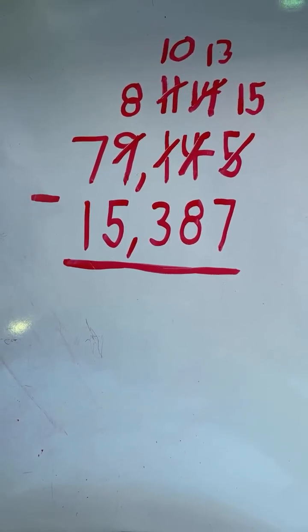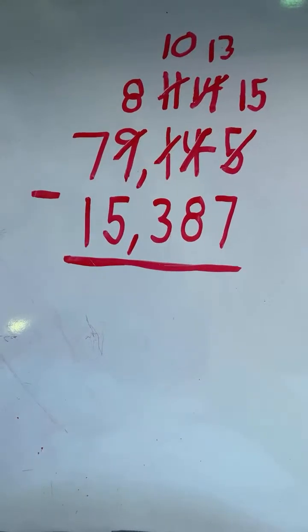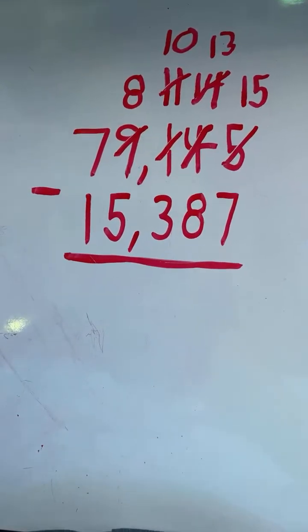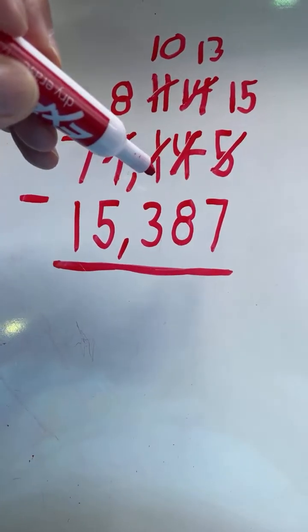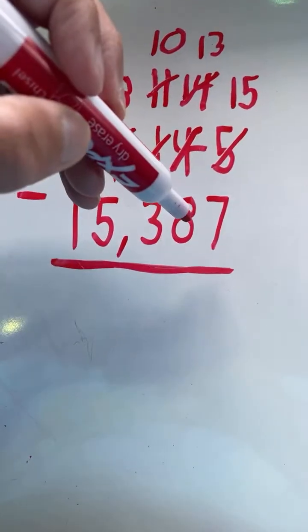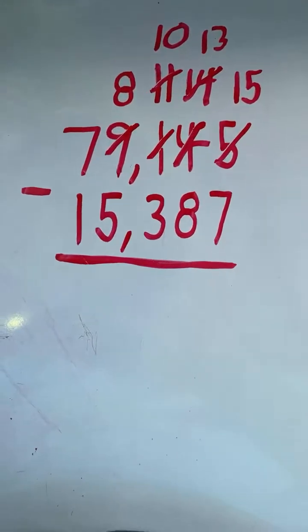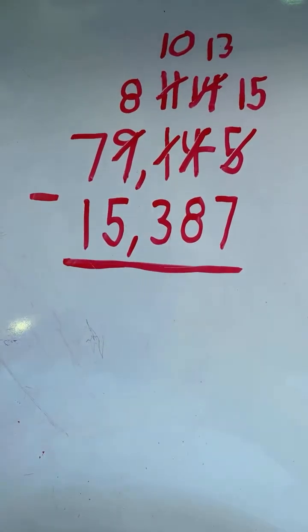So now making sure that all the top numbers are either equal to or bigger than the numbers on the bottom. 8 is bigger than 5. 10 is bigger than 3. 13 is bigger than 8. 15 is bigger than 7. All right, we are ready to subtract.